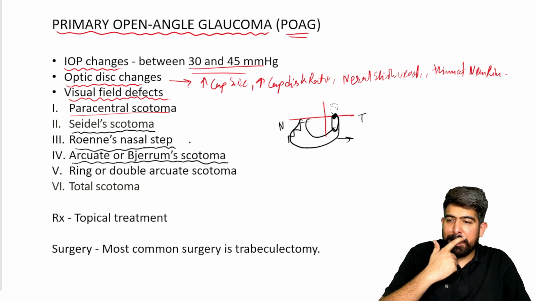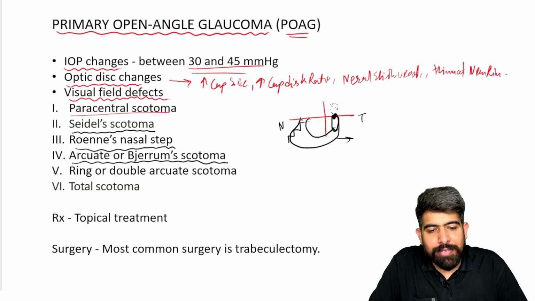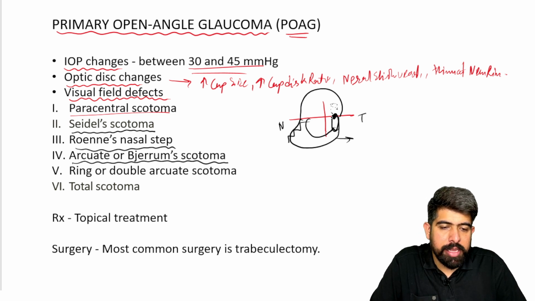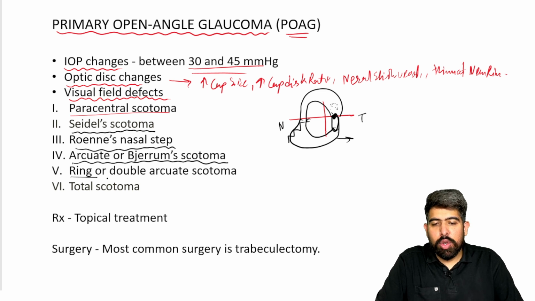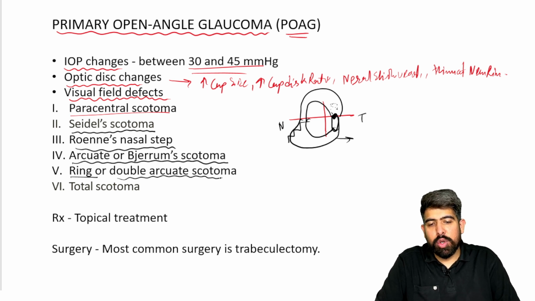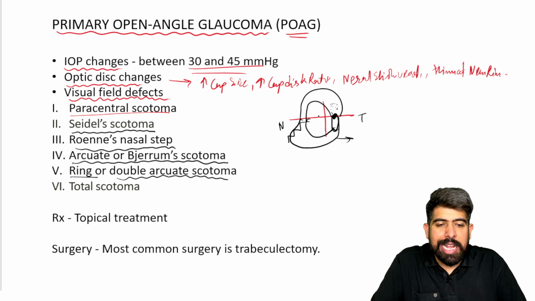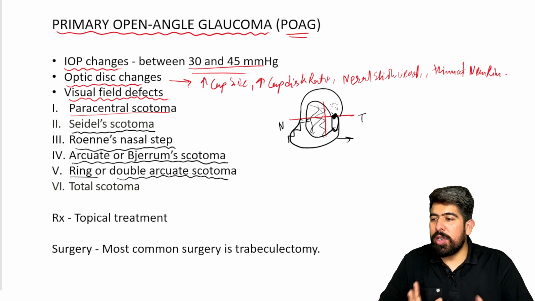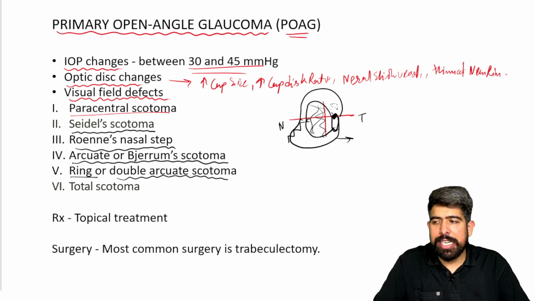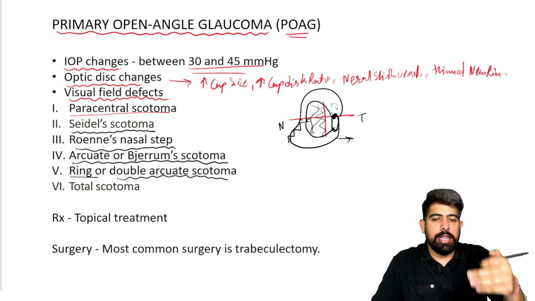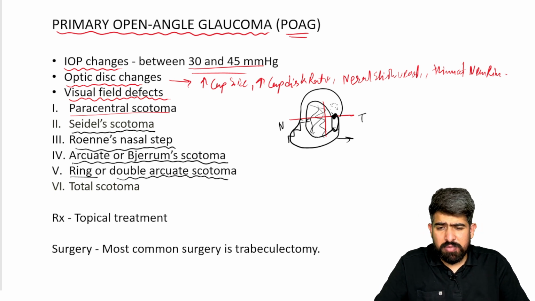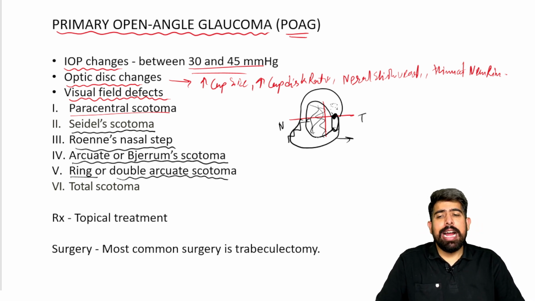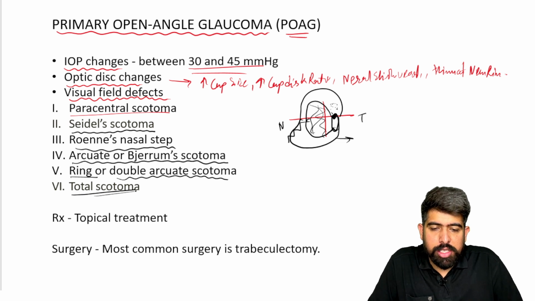It can be unilateral, on the superior or the inferior side. When two Bjerrum scotomas are present, it is known as the ring scotoma, or double arcuate scotoma. After this comes tunnel vision, and if the patient is still not treated, total scotoma, meaning total blindness. So the sequence is paracentral, saddle, Ronne's nasal step, arcuate, ring or double arcuate scotoma, tunnel vision, and finally total scotoma.